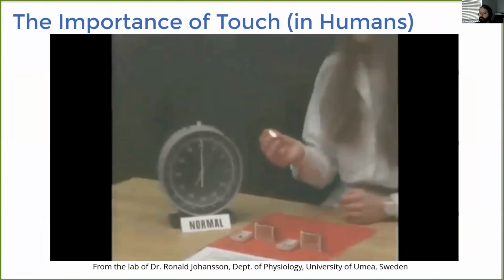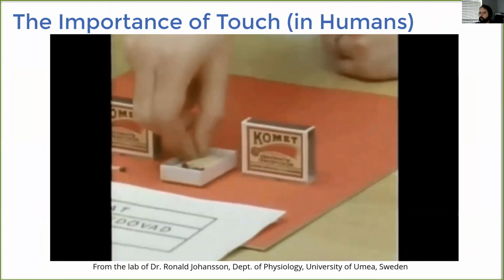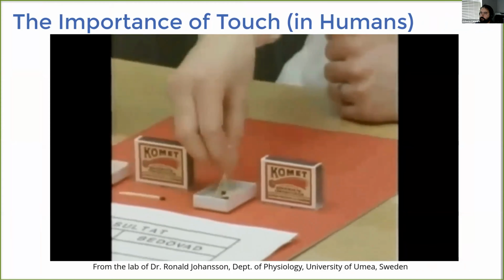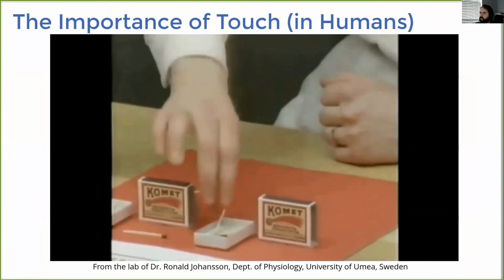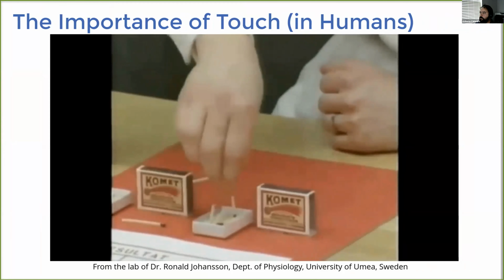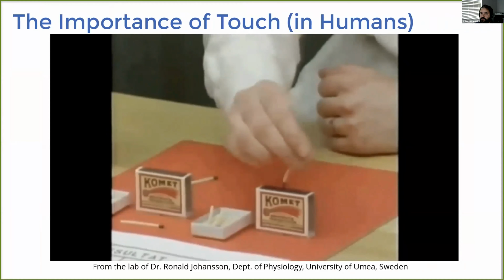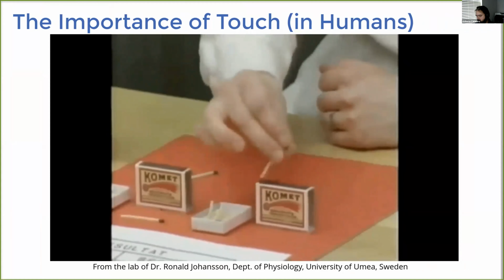The importance of touch is also fairly well understood for human motor control. In these videos from Roland Johansson at the University of Umeå, they essentially demonstrated how familiar motor control tasks, such as lighting a match, can suddenly become extremely challenging when we are deprived of our sense of touch. So in this case, it took several times longer to do it after losing the sense of touch.